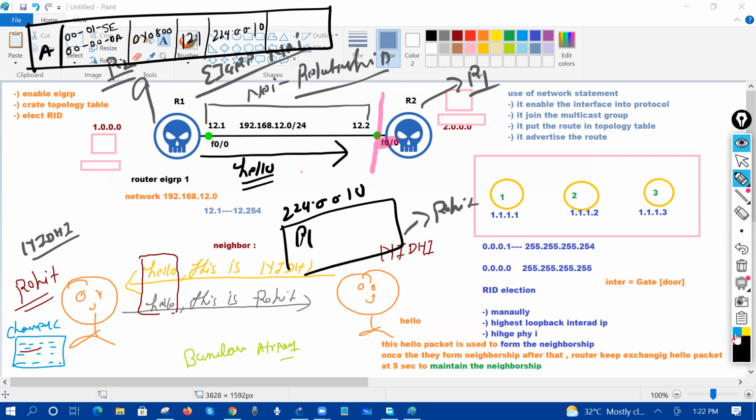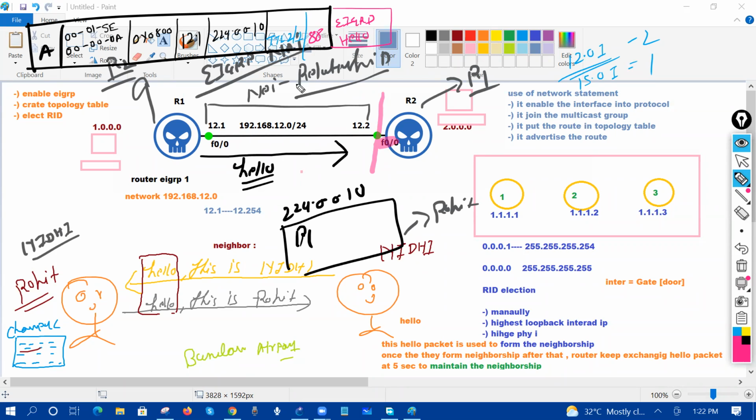Before the EIGRP, we have a TTL concept over there. The TTL can be 2 or it can be 1 as well. On this point, guys, in the 12.0 IOS version, the TTL value will be 2, and in the 15.0 IOS version, the TTL value will be 1. And then after that, we have the EIGRP protocol number, which is 88 in IP. And now after that, we have an EIGRP header, and in this EIGRP header, we have a hello packet.